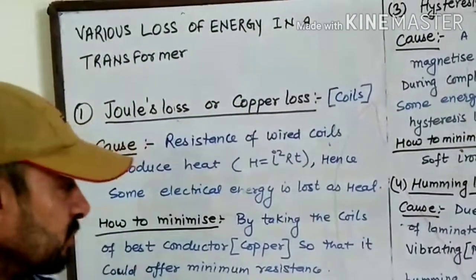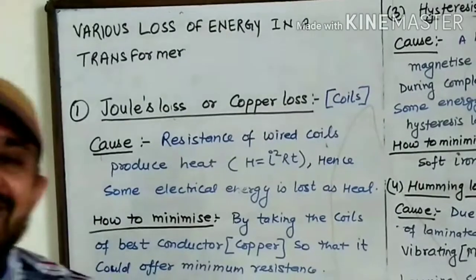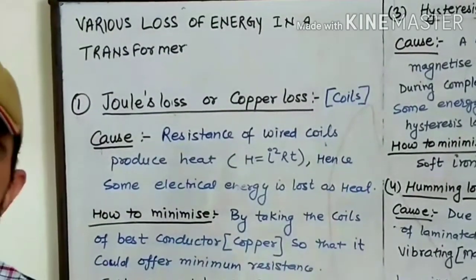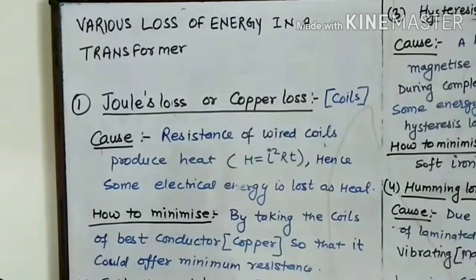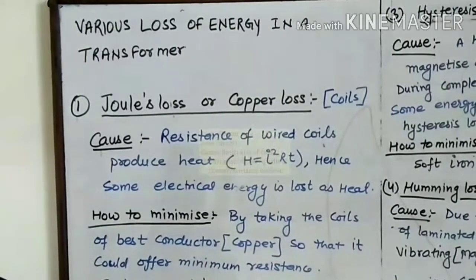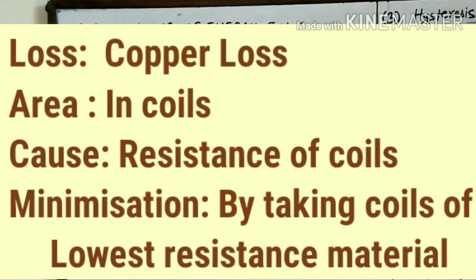How to minimize this loss? This loss can be minimized by taking copper wire to make the coils, the best conductor, whose resistance is minimum. Still the loss is there.